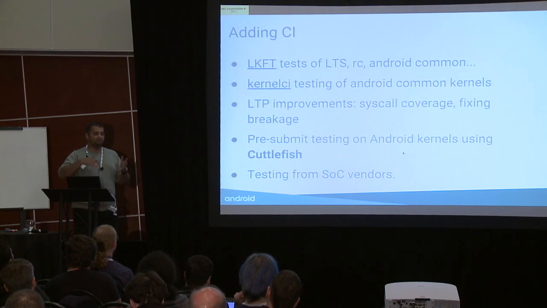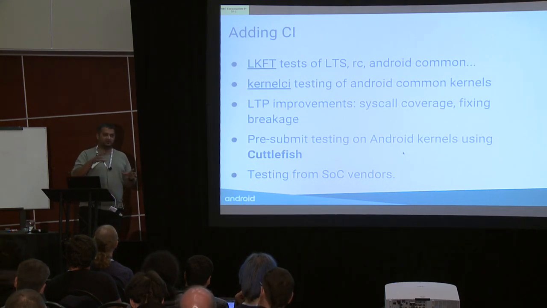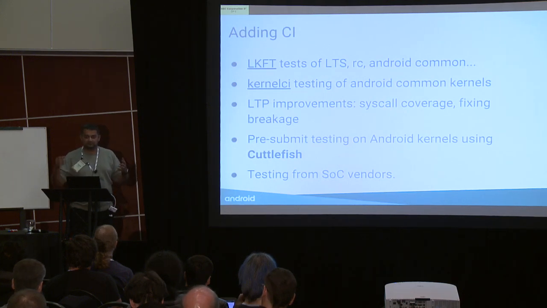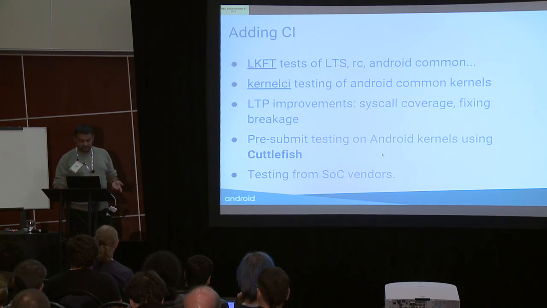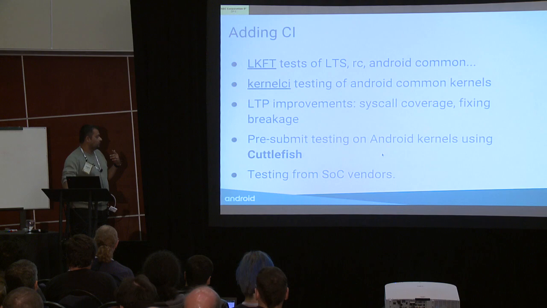So there's a big matrix. If you expand those combinations, I think that matrix basically ends up having like 30 or 40 cells with Android releases versus kernel versions and whatnot. And that we are planning to start doing with pre-submit.